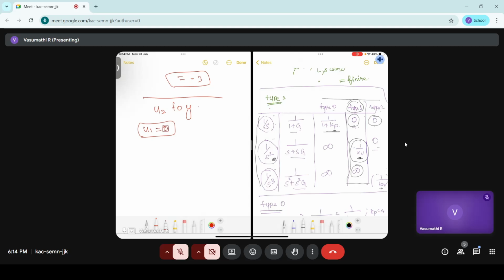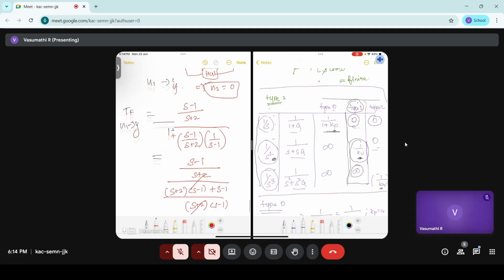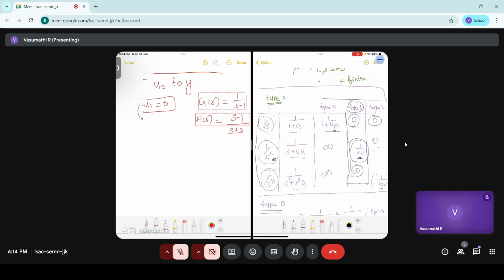Okay, consider y1 is equal to 0. Now the transfer function will be G(s) = (s minus 1)/(s minus 1)... H(s) will be the numerator term, I think this is the numerator, s plus 2. Okay, that's it. Just redefine the transfer function.